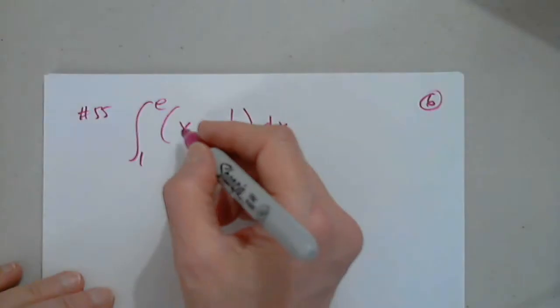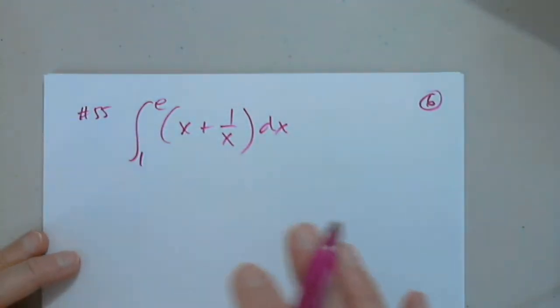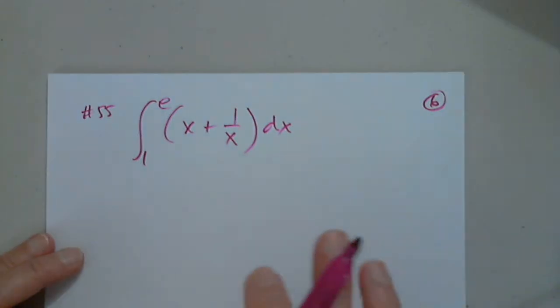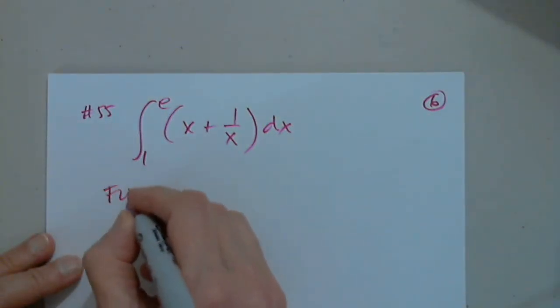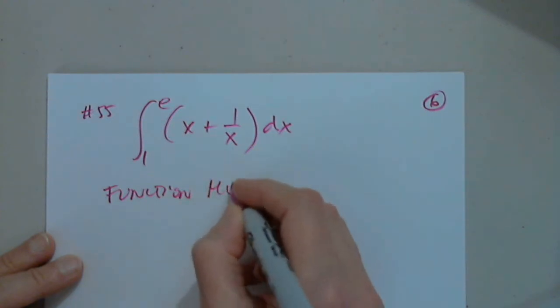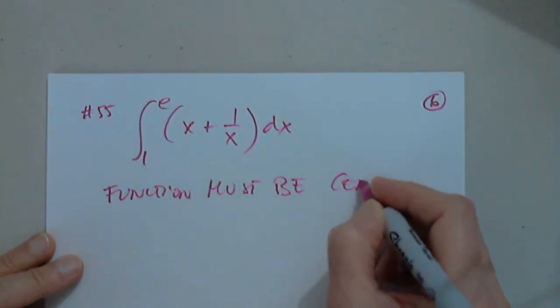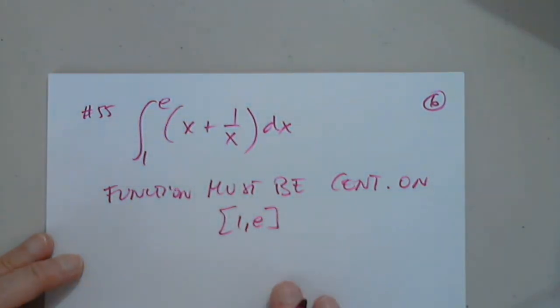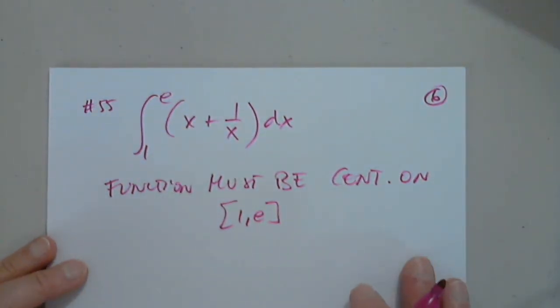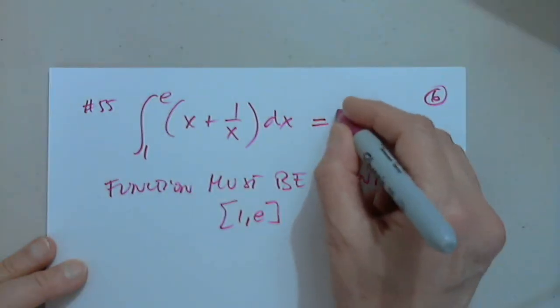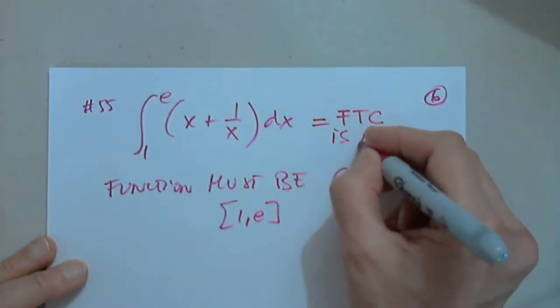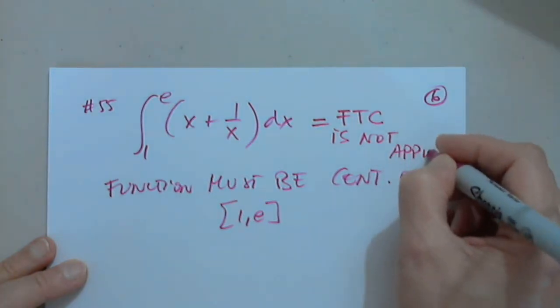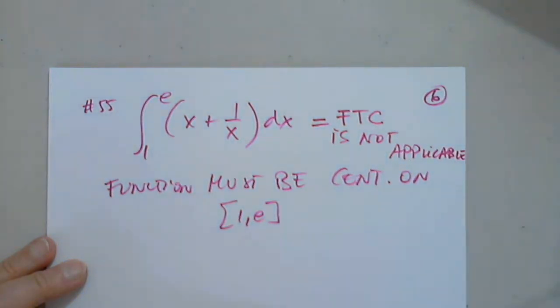So we're asked to find the definite integral of this function. Now, one thing that I want to make sure from the very beginning is that the function must be continuous on, in this case, the interval 1, e. If it's not continuous, I will write the fundamental theorem of calculus is not applicable. Otherwise it's an improper integral, which we do not discuss in this class.